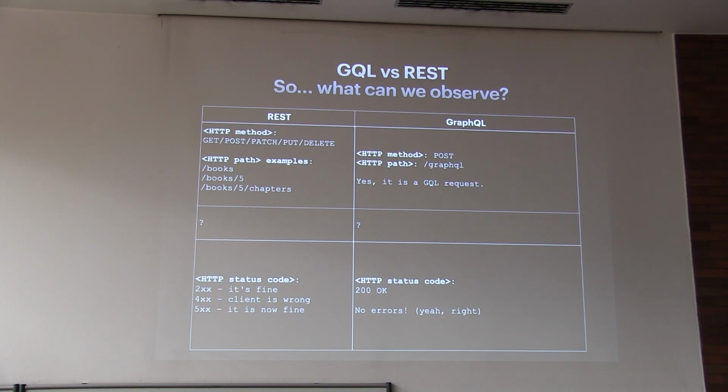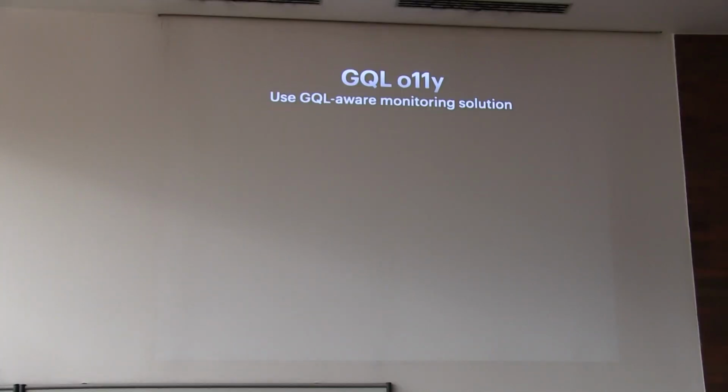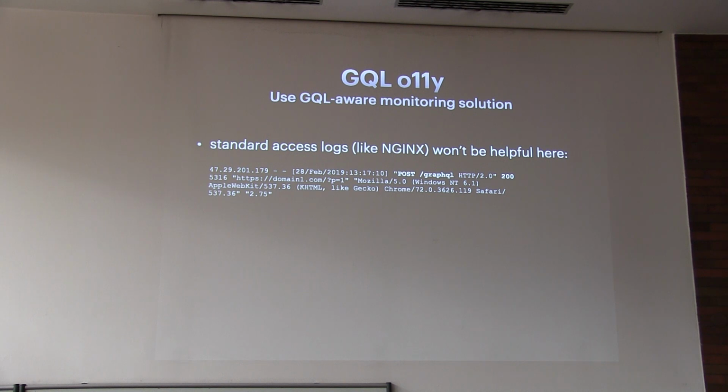Okay, so what we just discussed are the differences in observability. Just in case you didn't know, the abbreviation O11y is used for observability. The easiest solution to deal with that problem is to use something that is GraphQL aware. If you take a look at the standard access logs, for example from Nginx or any other load balancer, they're not going to be helpful because of the reasons we already discussed. You're going to see the same method and path over and over again, and usually the 200 OK response.